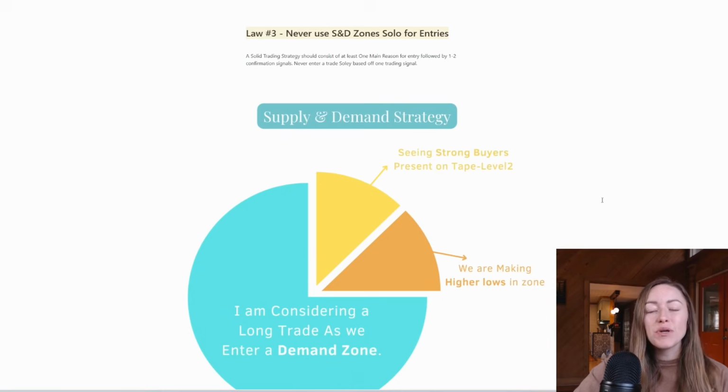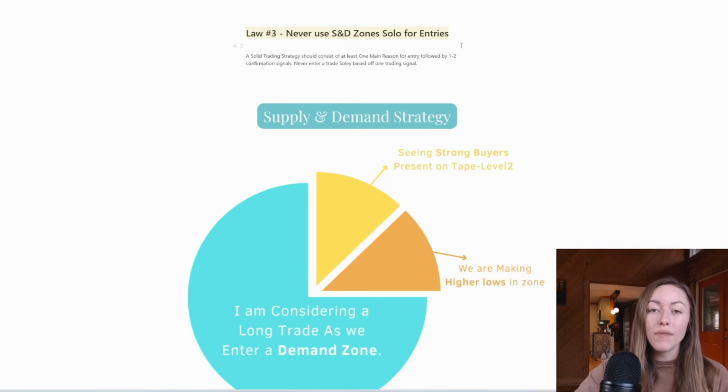And that brings me to law number 3, the last one here, and that is never use supply and demand zones solo for entries. And I want to rephrase that. You should never use any trading model solo, whether that's an indicator, a strategy, whatever you have created, whatever your edge is. Usually a really solid edge has 2 or 3 components to it.